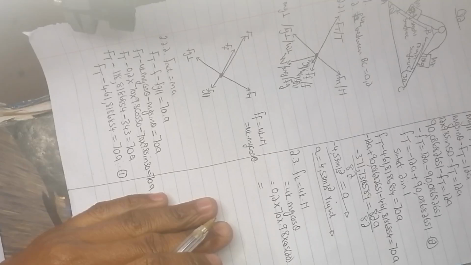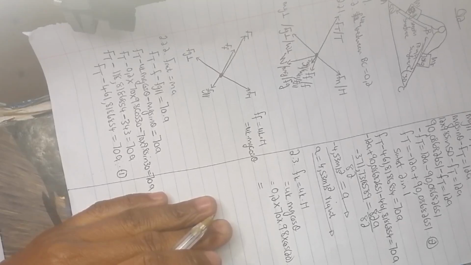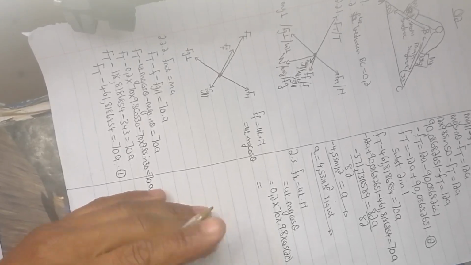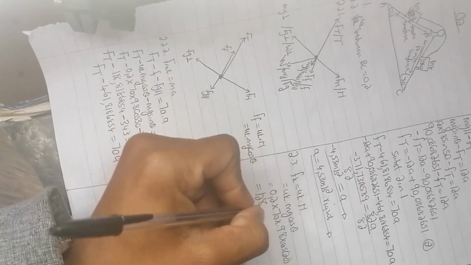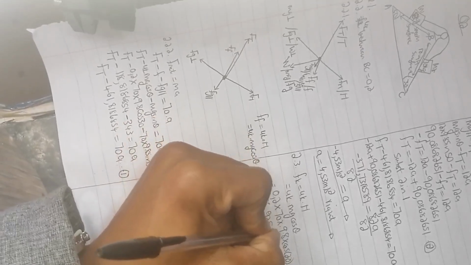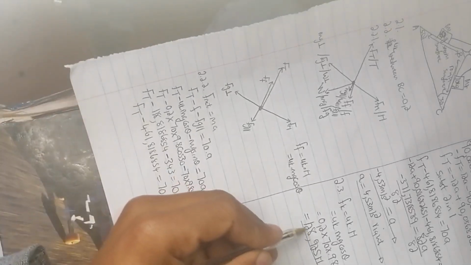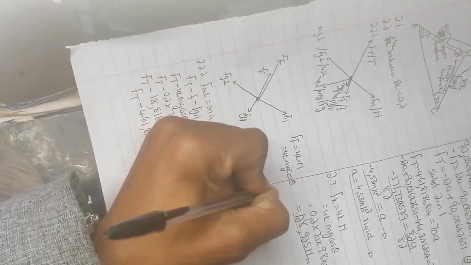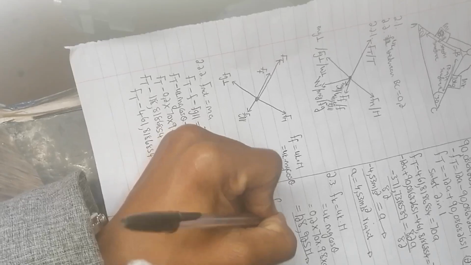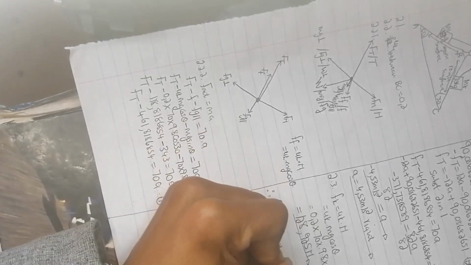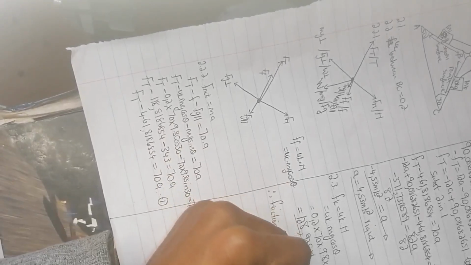So you'll say 0.2 times 70 times 9.8, the cosine of 20, and you will get 128.925 Newton. Now it was 118 and we are getting 128. So the first thing we will say, therefore, friction force will increase. That's the first thing.